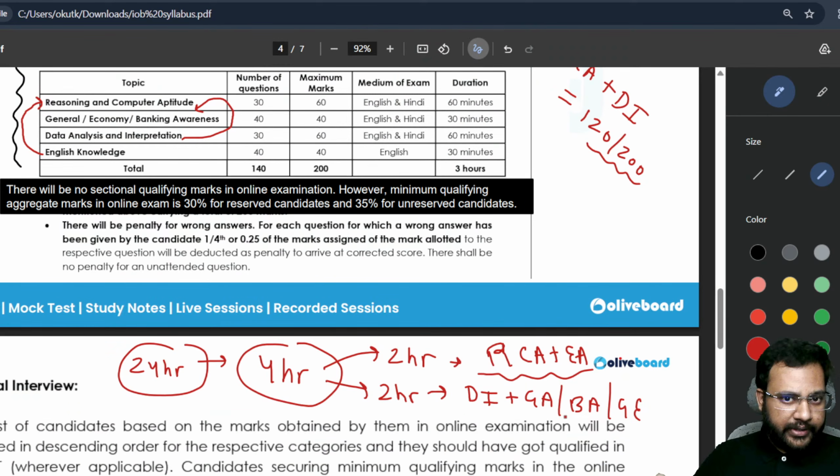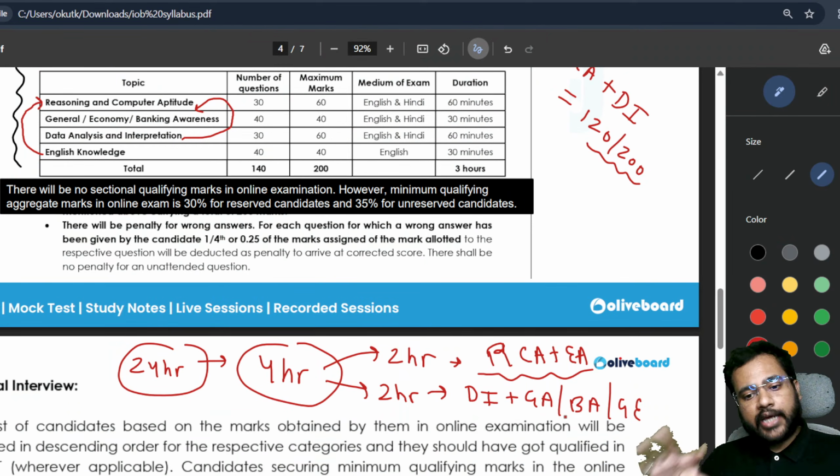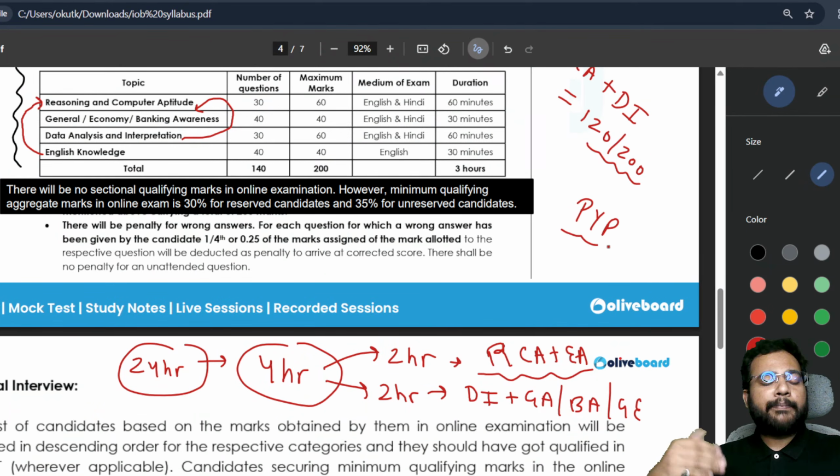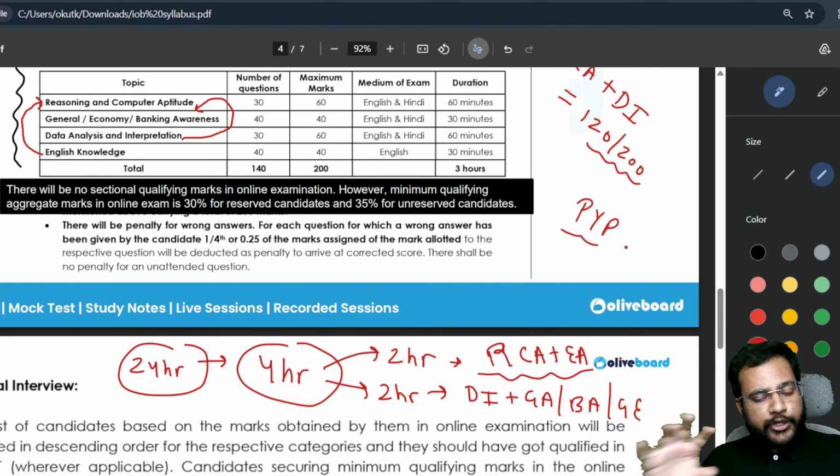Have your evening meal or evening snack, and after that, try to sit for at least 2 hours, 2.5 hours to solve this particular English knowledge and the DI. Practice kit, you have to try to solve as many as possible, but the starting has to be first from the PYP. Try to take out the past few papers and try to check your level.